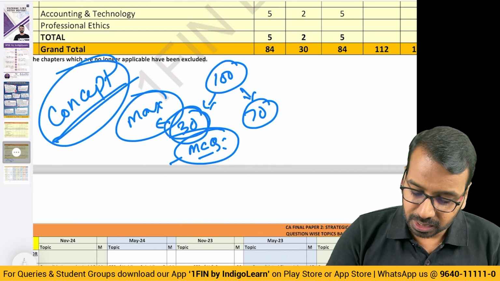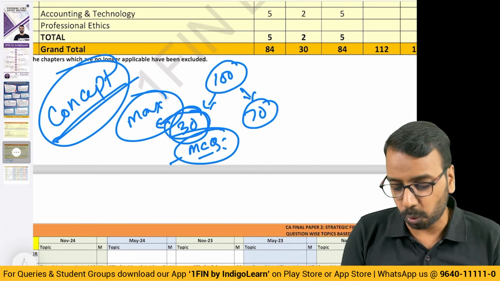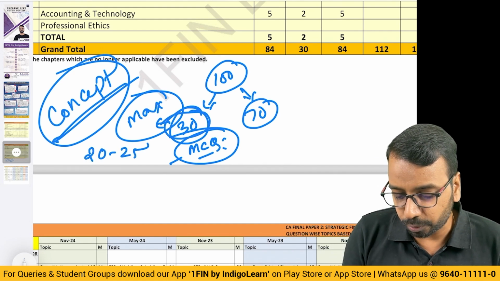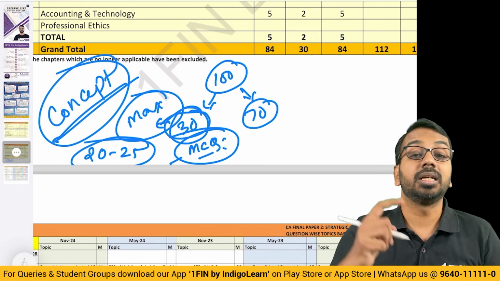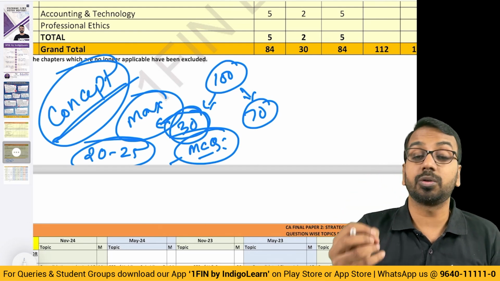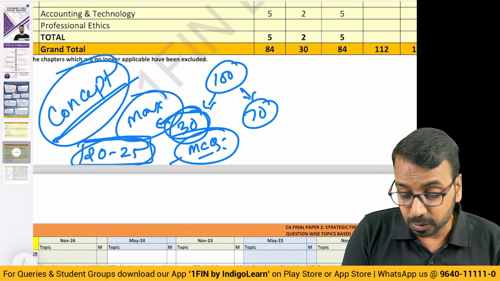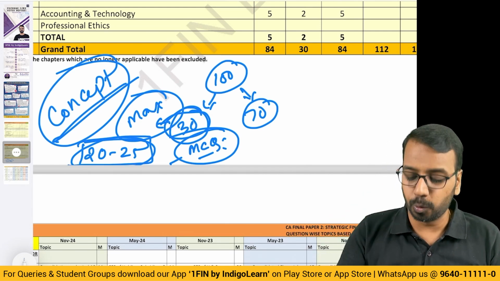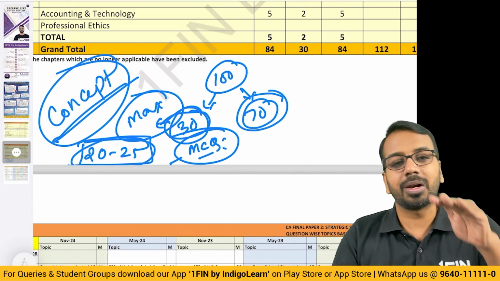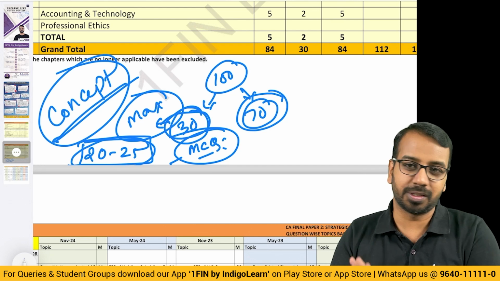And out of these 30 marks of MCQ, maximize the score. Not less than 20 to 25 is what I would expect each one to get. What will happen is, if you are able to secure these marks from MCQ, the burden on descriptive will automatically reduce. That is the first thing.